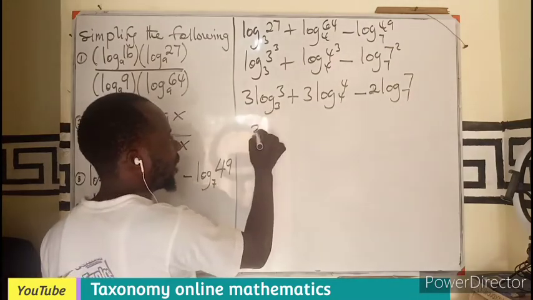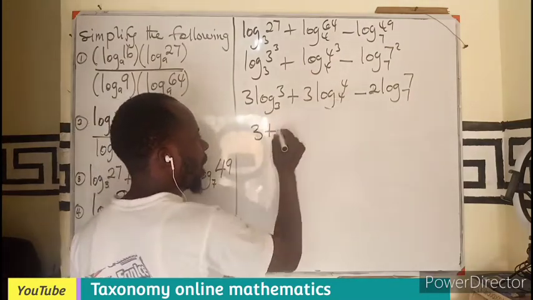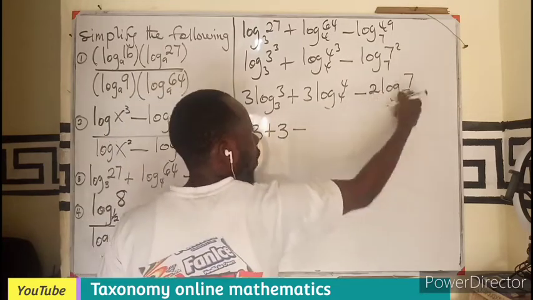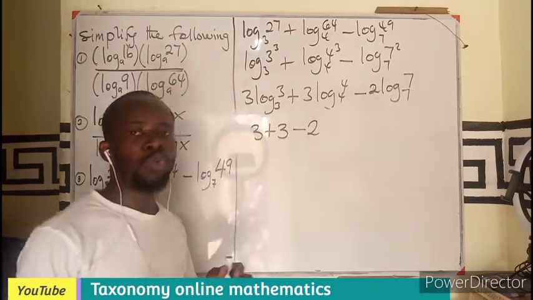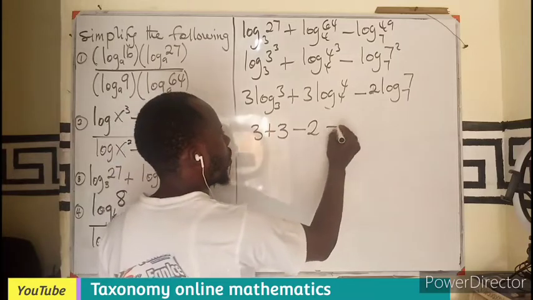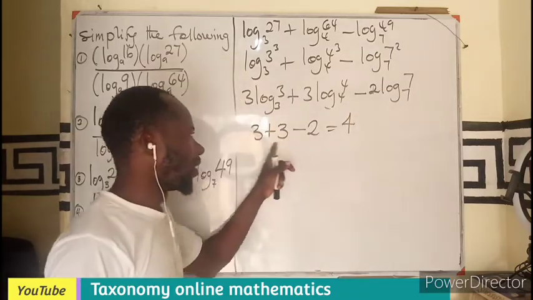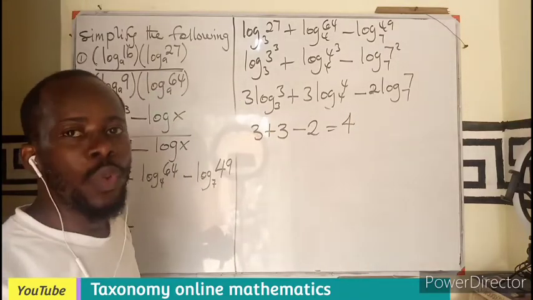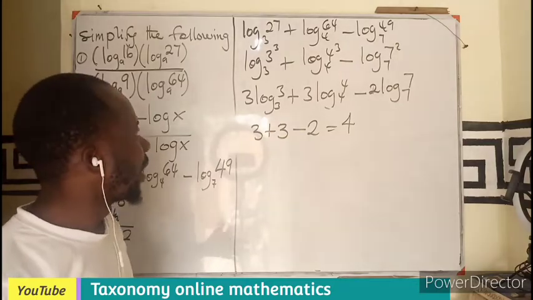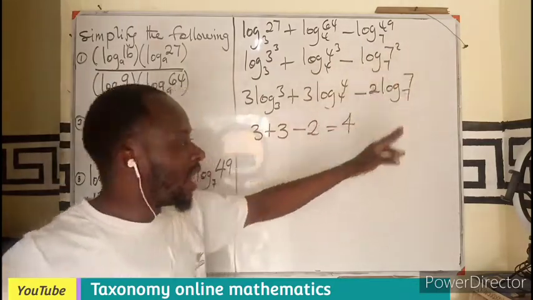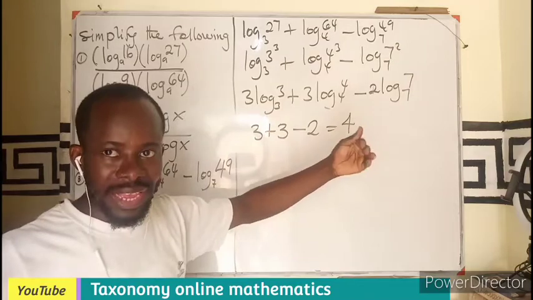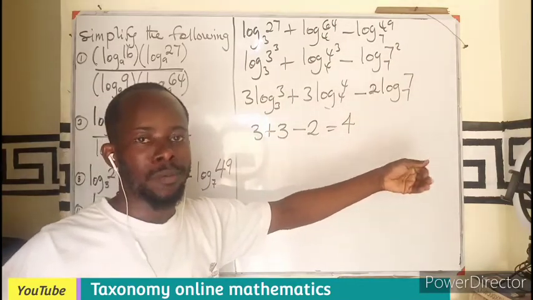1 times 3, 3. The whole of this is 1 times 2. So in all, you have 4. Meaning this is going to be 6 minus 2, which will give you 4. So the answer for the simplification of this is just what? 4, using the properties or the rules.